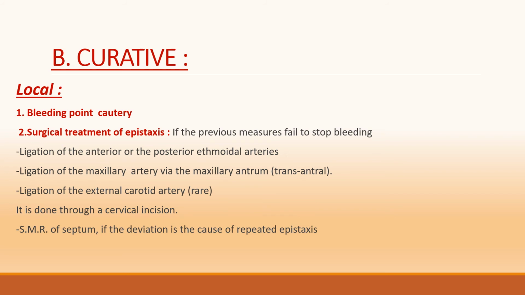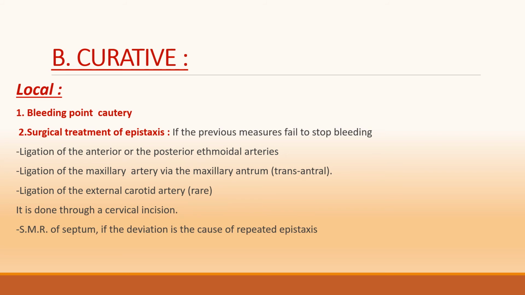Locally, we can do a bleeding point cautery, surgical treatment of epistaxis if all previous measures fail to stop bleeding. We can do ligation of the anterior or the posterior ethmoidal artery, ligation of the maxillary artery via the maxillary antrum, transantral, or ligation of the external carotid artery, which is rarely done. And it is done through a cervical incision.